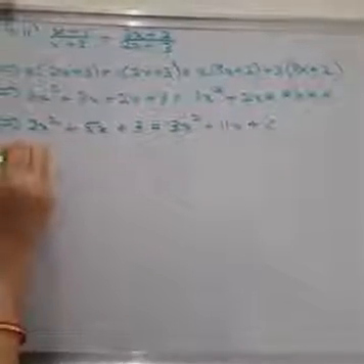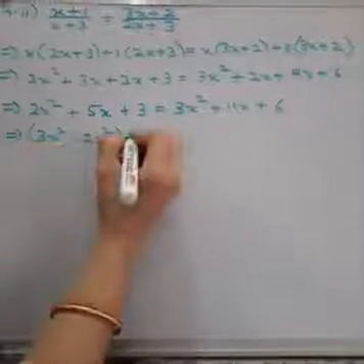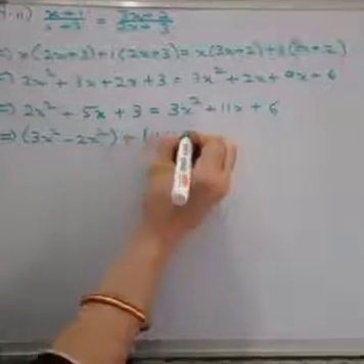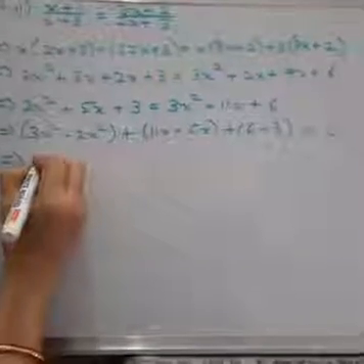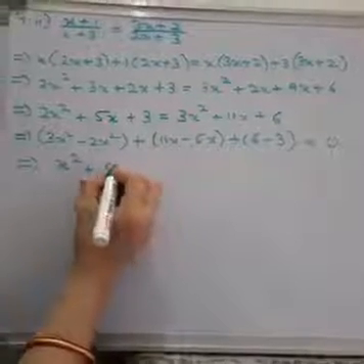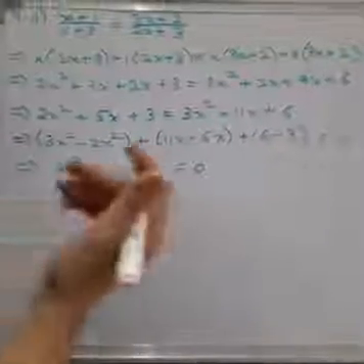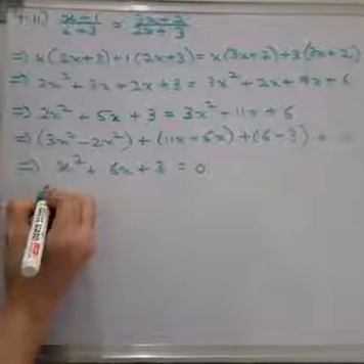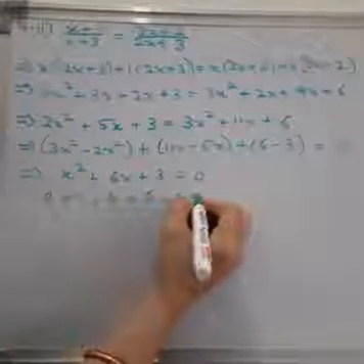Fine. Now next what we shall do is we shall take all the terms to one side. So then this will become 3x square minus 2x square, and writing the like terms together, plus 11x minus 5x, then plus 6 minus 3 is equal to 0. So 3x square minus 2x square will be x square. 11 minus 5 is what? 6x, and then plus 3 is equal to 0. Fine. Now you have to solve it by formula. So the value of a is equal to what? 1, b is equal to 6, and c is equal to 3.